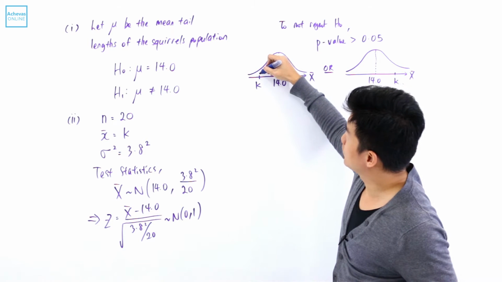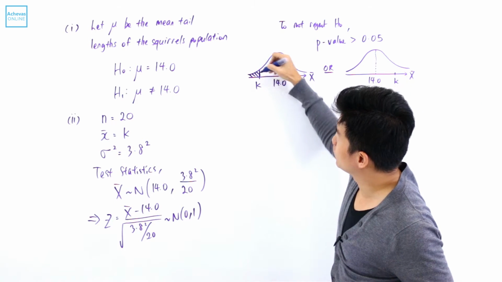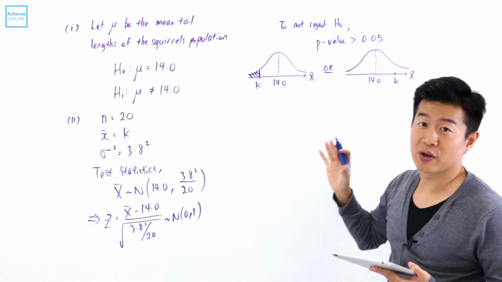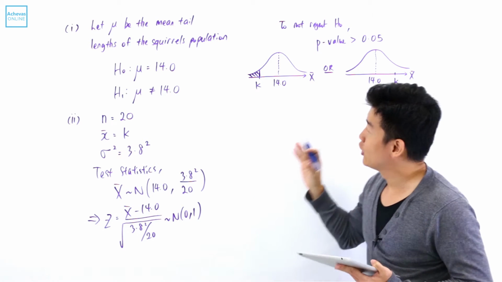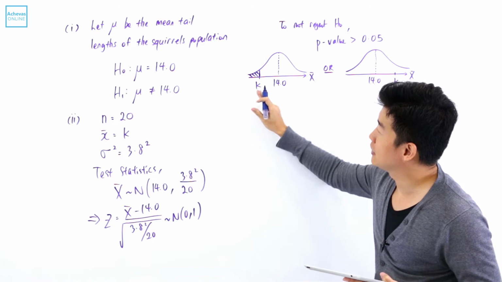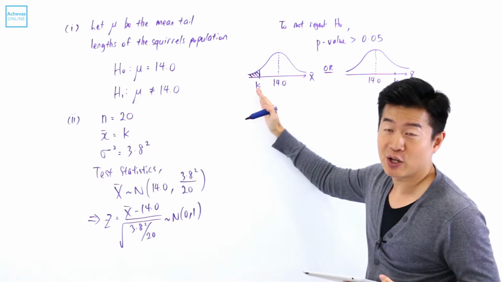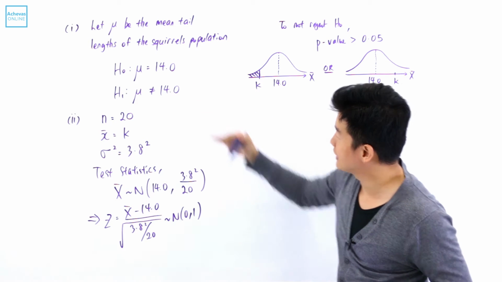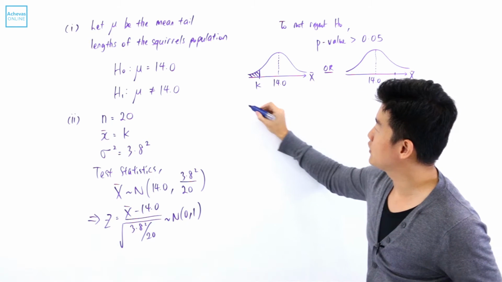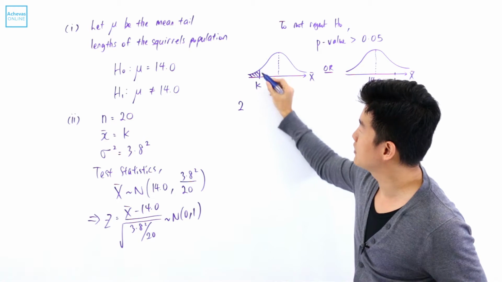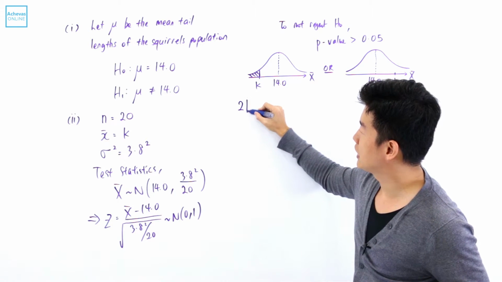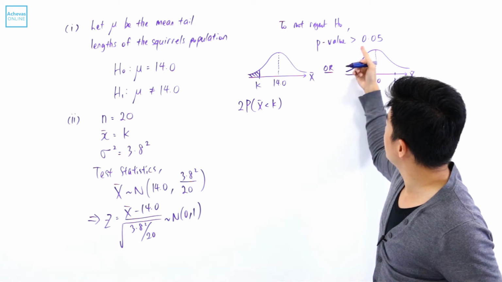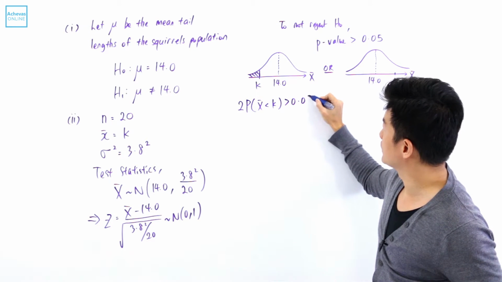When it is on the left tail, that means we are interested to look at this area that is on the left hand side of k, and according to what we have discussed in our topical outline, for a left tail, when x bar is on the left tail and applying to a two-tail test, the p-value is calculated by having 2 times this area, so 2 times the probability that x bar is less than k. So the p-value is going to be bigger than 0.05.